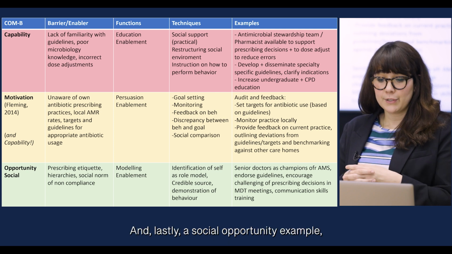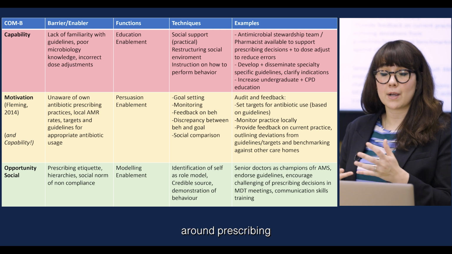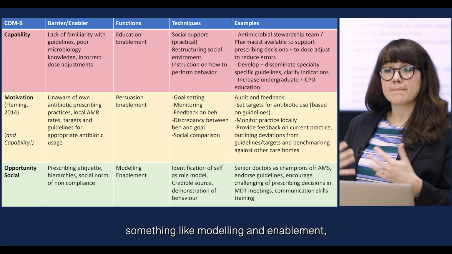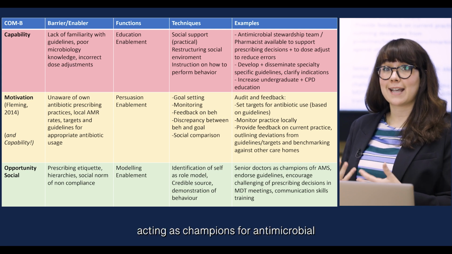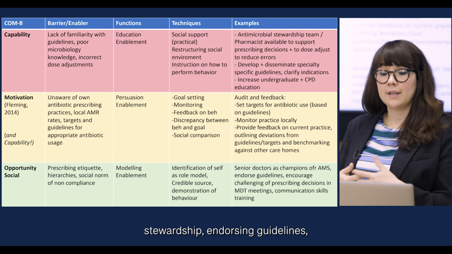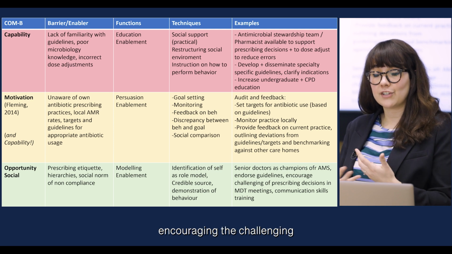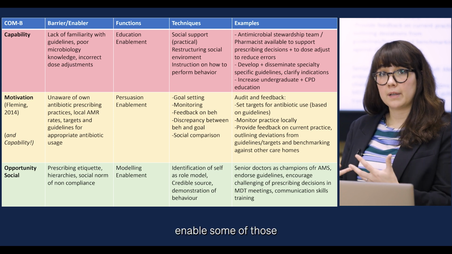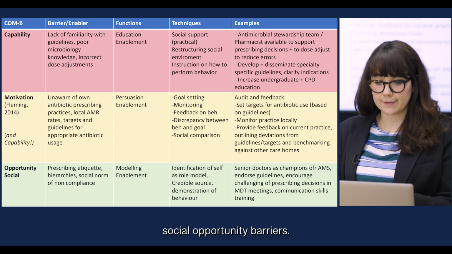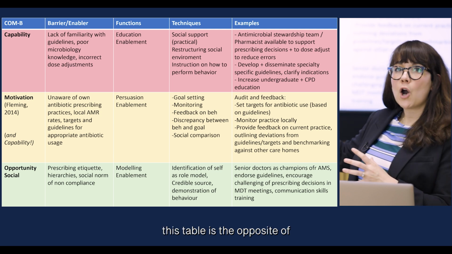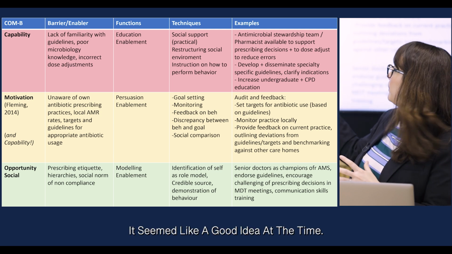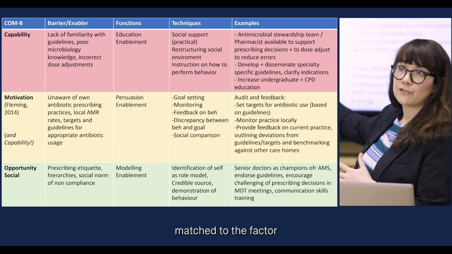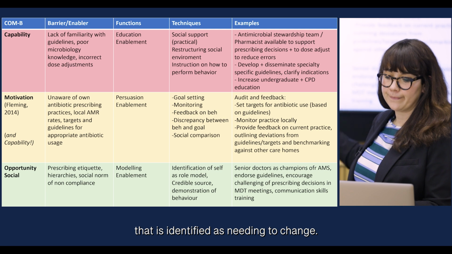And lastly, a social opportunity example. If we think about that barrier around prescribing etiquette and junior doctors not being able to challenge senior doctors, something like modeling and enablement, such as senior doctors acting as champions for antimicrobial stewardship, endorsing guidelines, encouraging the challenging of prescribing decisions, having MDT meetings and modeling that behavior can help enable some of those social opportunity barriers. The key thing here is that this table is the opposite of "it seemed like a good idea at the time." It represents a very stepwise and transparent approach to intervention design where the solution is matched to the factor that is identified as leading to change.